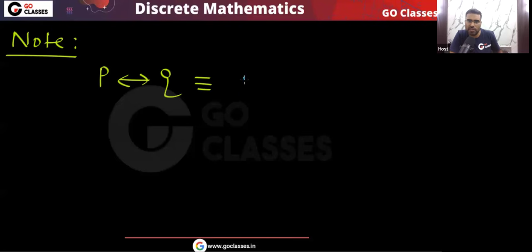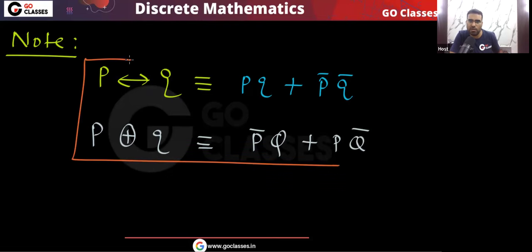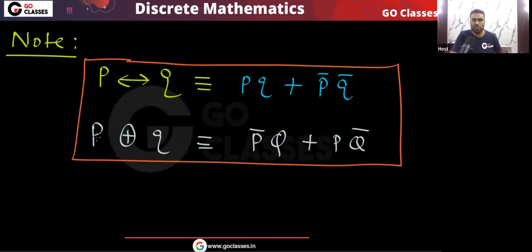Is this clear? Biconditional equation. So remember, P biconditional Q is the same as PQ or P bar Q bar. This is the equation for biconditional, and this is the equation for XOR, P bar Q or PQ bar. So these are the different equations we have seen. Did you understand how to write them? Will you ever forget? Just understand the logic. I've given you the logical explanation of these equations.